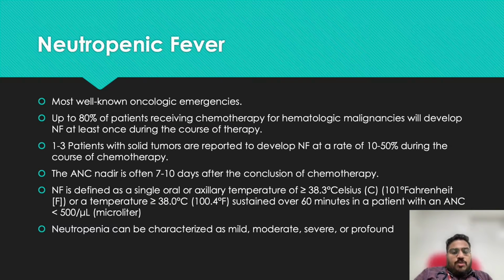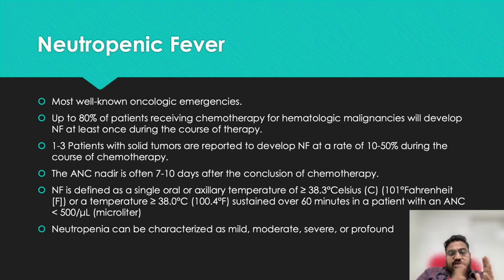So coming to the most common one that we see, as I told, is the neutropenic fever. As you are all aware, it is the most well-known oncological emergency, and up to 80% of patients receiving chemotherapy for hematological malignancy will develop neutropenic fever at least once during the course of therapy. So that is the incidence as per the evidence. And 1 to 3 patients with solid tumor are reported to develop neutropenic fever at a rate of 10 to 50% during the course of chemotherapy.